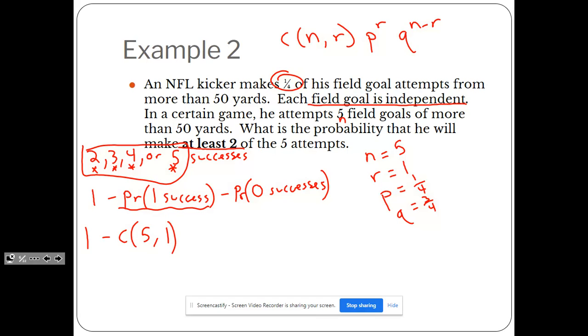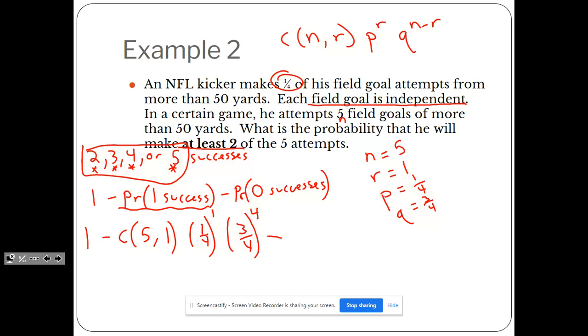P is 1/4. Okay. R, the exponent, is the number of successes. So in this case, it was 1 success. Then Q is the probability of failure, 3/4. The exponent on Q is the number of failures. So if you made 1 field goal, that means you missed 4 because you're attempting 5 field goals. So there's the first one.